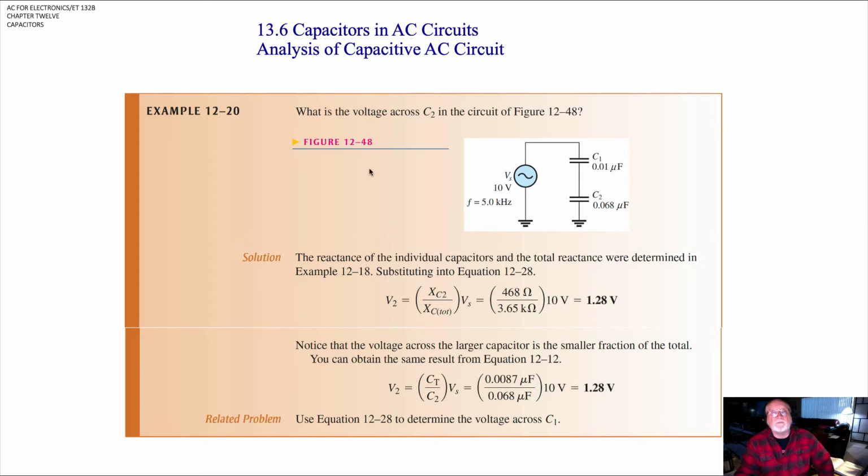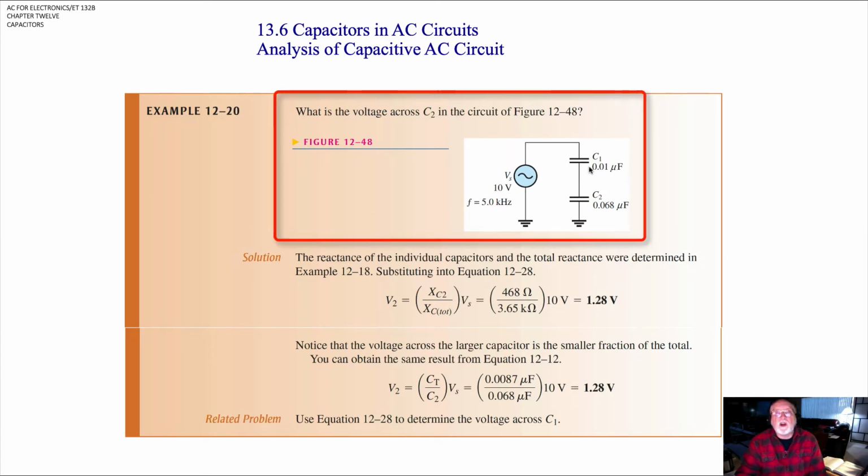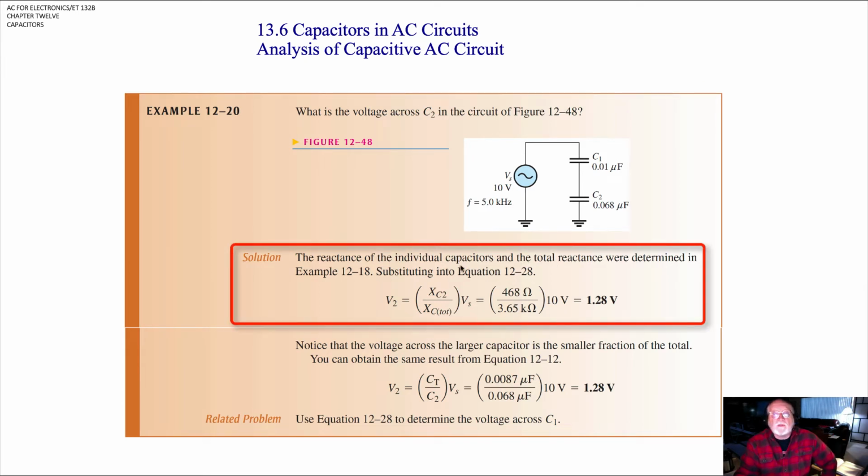So let's look at an example. What is the voltage across C2? We've got a voltage divider here where we've got pickoff points here, and here for the total, with C2 and with C1. The reactance of the individual capacitors and the total reactance is determined from a previous example. If you want to go back and look at the previous example, otherwise run this through 1 over 2 pi f times the capacitance, and we get our values of 468 ohms and 3.65 k ohms.